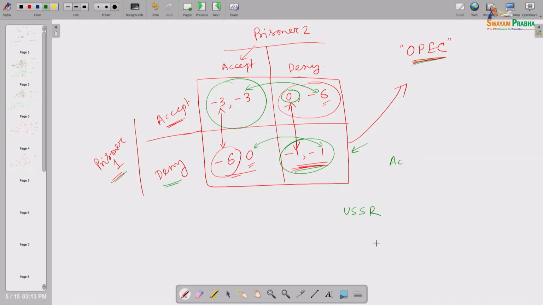There are lots of other games. The arms race game was there in the 1970s, during the Cold War time. I am sure many of you have heard about that. USSR, which we know as Russia, its full name was the Union of Soviet Socialist Republics, and the United States of America. There was an arms race between them. Each of them wanted to build more and more arms.